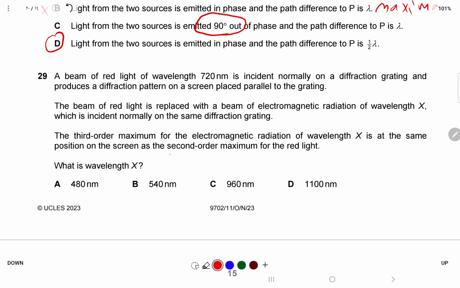The third order maximum for the electromagnetic radiation of wavelength X is in the same position on the screen as the second order maximum for red light. So here the same means angle theta is the same, so sine theta will be the same. So the formula for this question: N lambda equals D sine theta. Initially we have red light, which order is it?